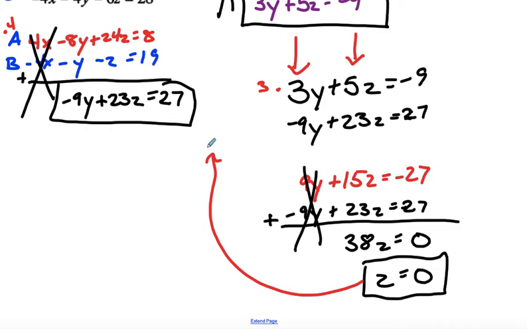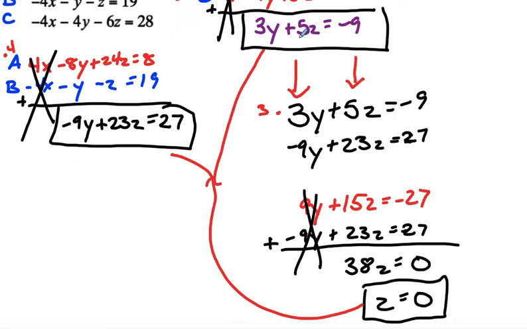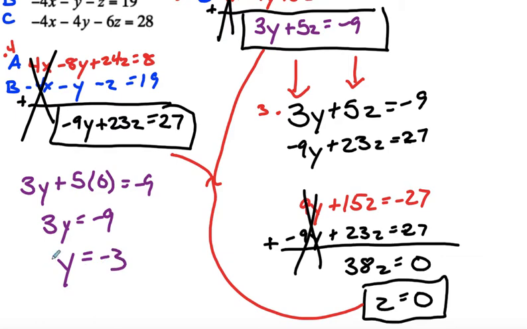So I'm going to plug z into either this equation or this equation. It's completely up to you which one you want to use. I generally pick the one that looks a little bit easier. So for me, this purple one seems easier. So I'm going to say 3y plus 5 times 0, because we said z is 0, equals negative 9. So 3y equals negative 9, because 5 times 0 is just 0. And I can solve that to find y to be negative 3.